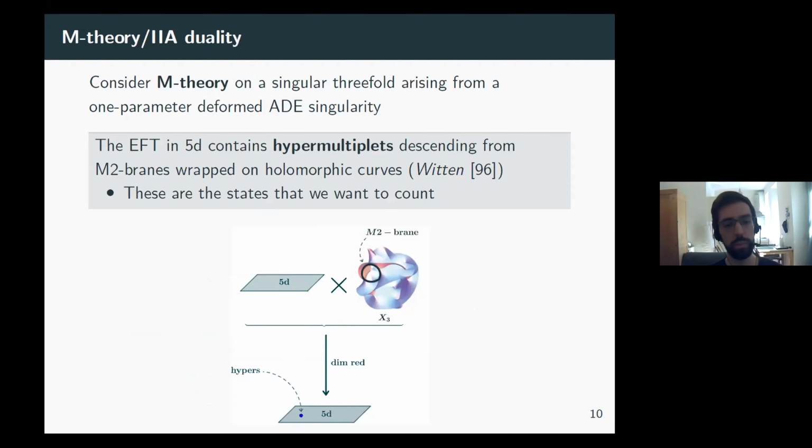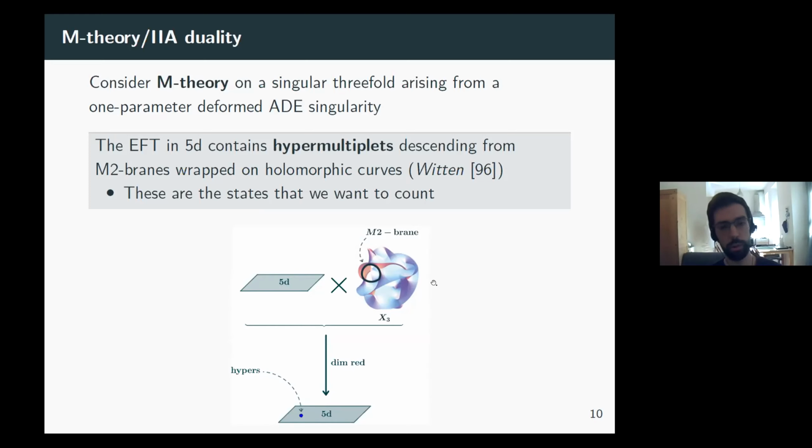Now, consider M theory placed on top of one of these singular threefolds that arise from ADE deformations. Then Witten has taught us that the effective theory in 5 dimensions that comes from dimensional reduction of the 11-dimensional M theory contains hypermultiplets that descend from the M2 branes that wrap the holomorphic curves in the Calabi-Yau. And the states of the hypermultiplets that live in the 5-dimensional theory are exactly the objects that we want to study. These are the states that we want to count because we will see that they are in one-to-one correspondence with the GV invariants of the Calabi-Yau manifold, the threefold that we have here.